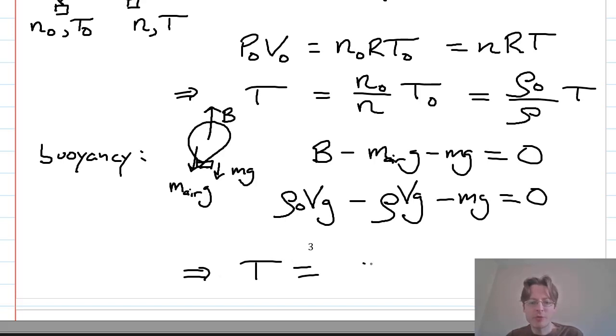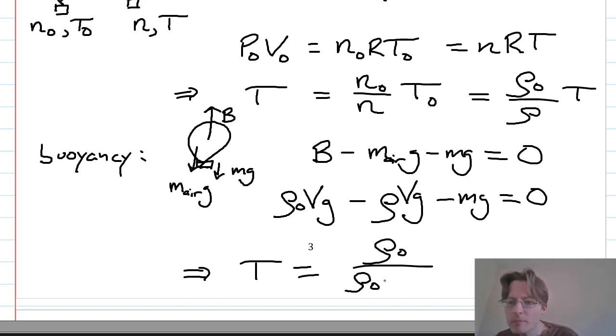It tells me the temperature is the original density, the cold air density, which is given, divided by rho naught minus m over V. That's the mass of the cargo divided by the volume of the balloon. It's that times the original temperature. All of which, actually, I should say, these are actually V naughts. It doesn't matter. It's the same V throughout the process. It's the same volume throughout.